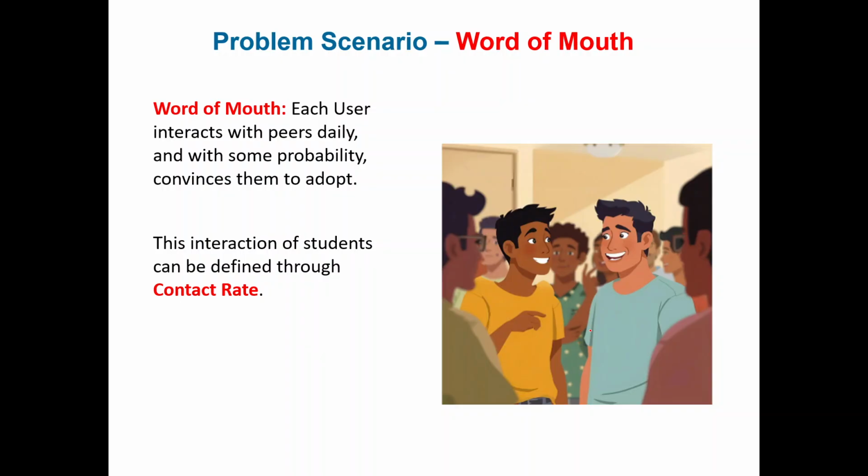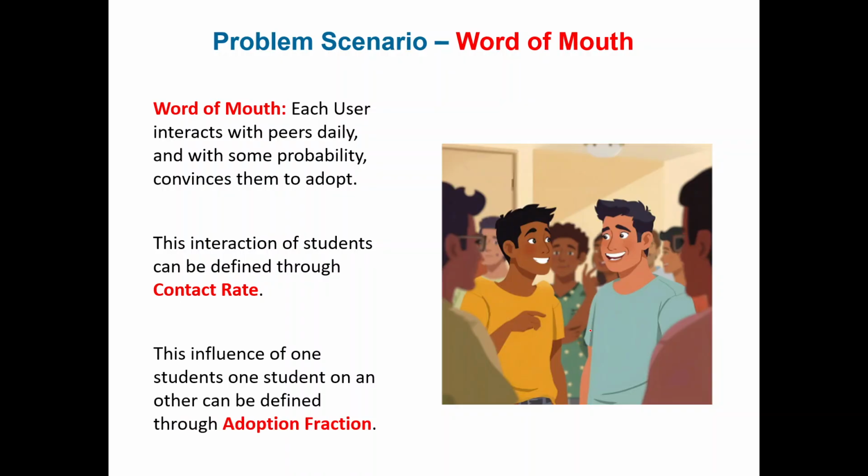During this contact, the user might try to convince the potential user to use this bottle. Depending upon the way the potential user is convinced, they might even adopt using the water bottle. So we will have another thing called the adoption fraction. This would be the fraction of the students who would be convinced to adopt this product. So, one thing is advertisement, second is the word of mouth.